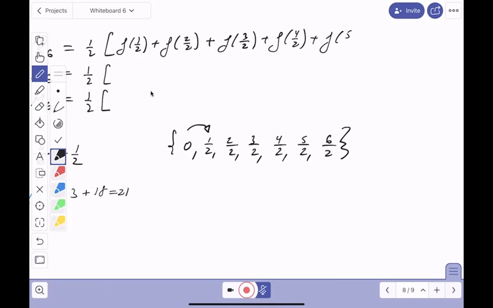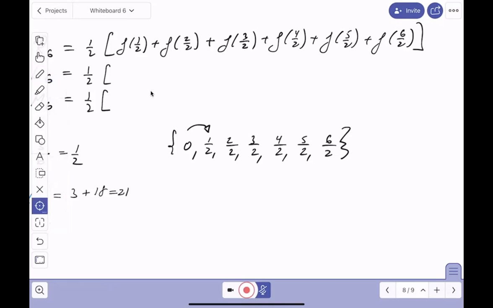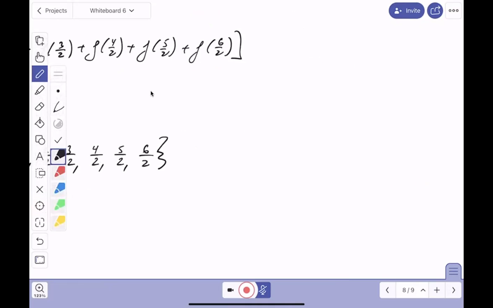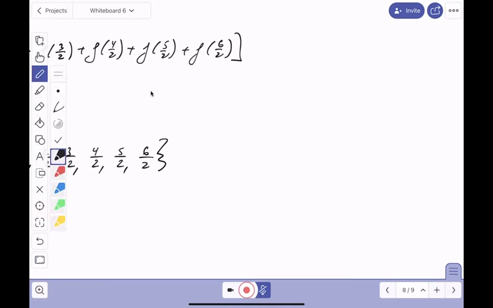F of 5 halves. F of 6 halves. All right. Now, before I go on, I want to count this for you. This is the base, and these are the heights of every single rectangle. There should be 6. 1, 2, 3, 4, 5, 6. I want to write this down as a sum as well. I'm not going to do the computation, but you can if you like.